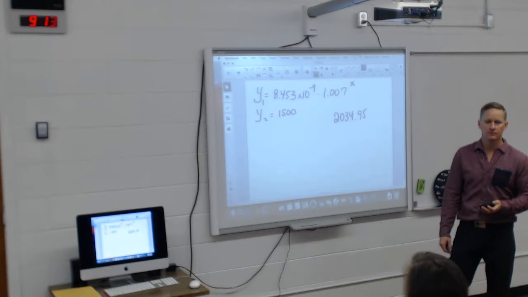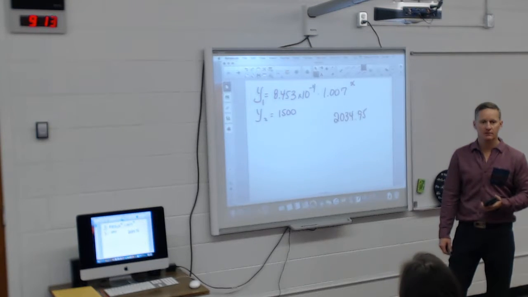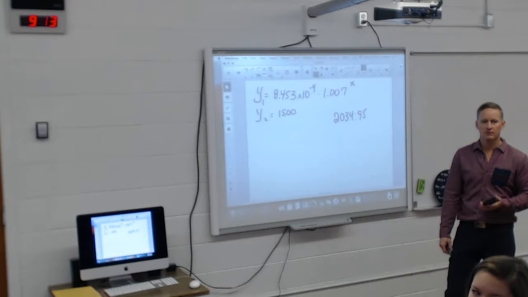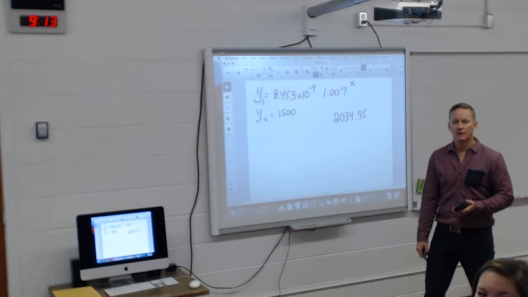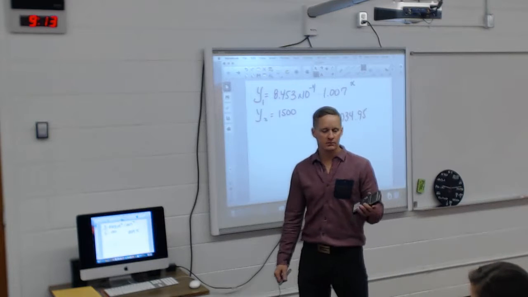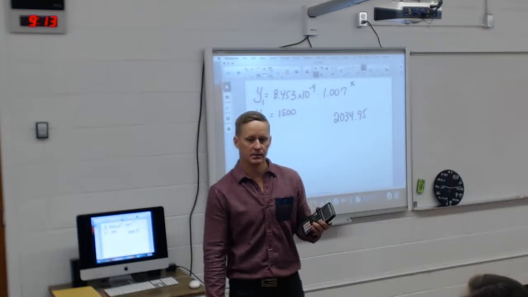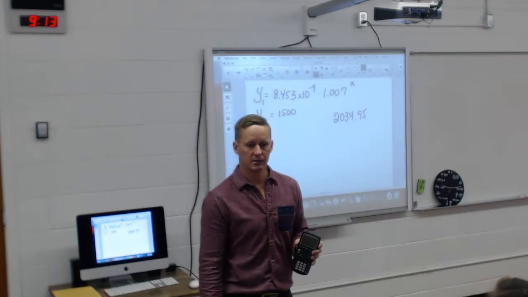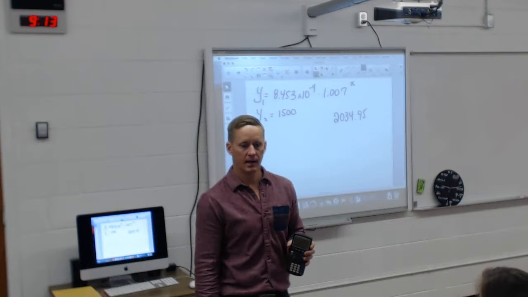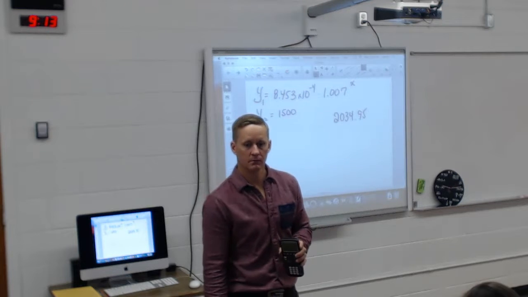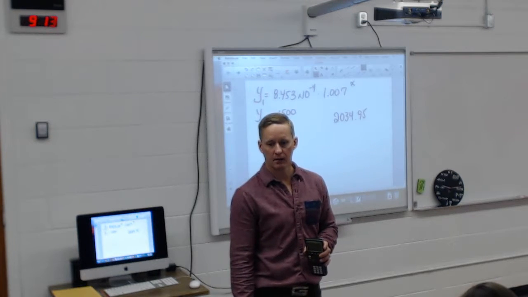I got 36. 2036? Did you trace it? Or did you put the model? Go second function, trace, okay? Go to intersection. Hit enter 3 times. Yeah, that's why. Kayla, did you get it?